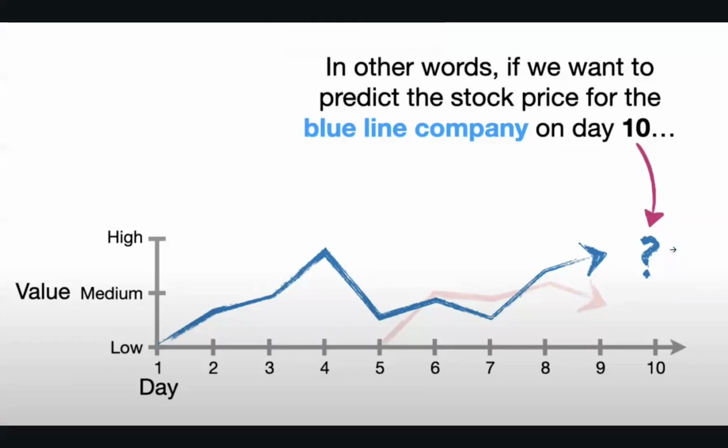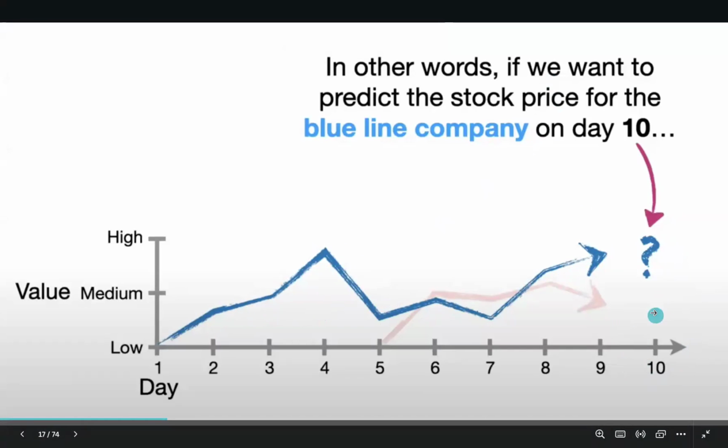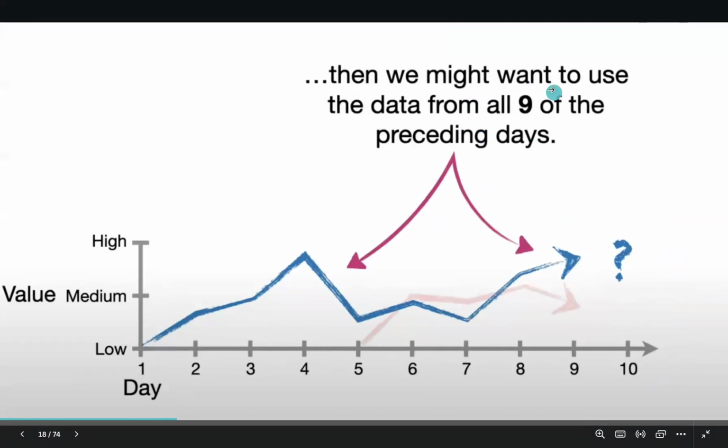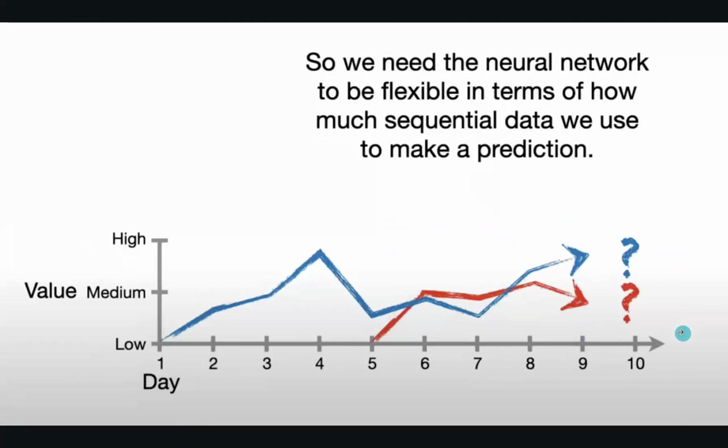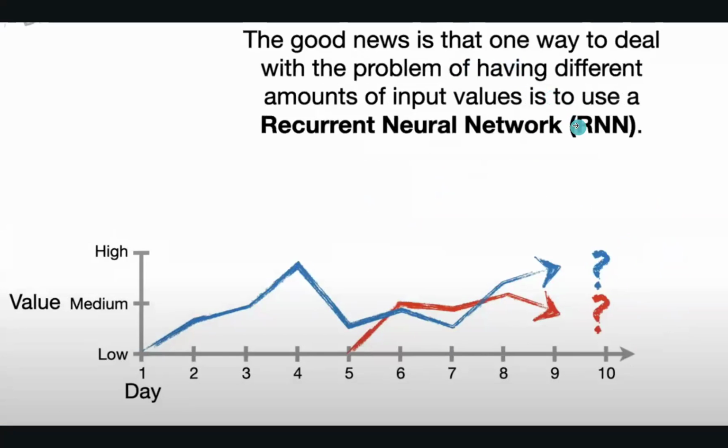So let me try to explain this a bit more. Let's say you want to predict the stock price for the blue company on day number 10. To make this prediction, you need to have the data of all the previous days, right? You need to have data from day 1, day 2, up till day number 9. So we need the neural network to be flexible in terms of the fact that it needs to take into account the information of the previous days also. And RNNs can do this.